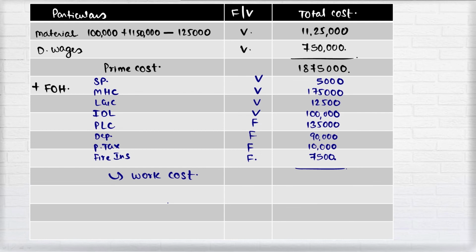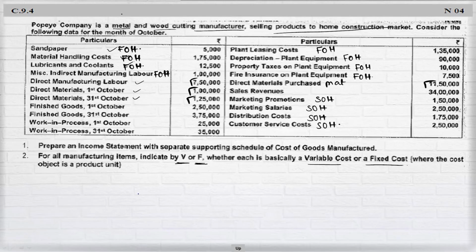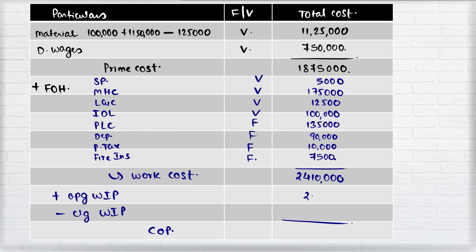I want the answer of work cost: 24 lakh 10,000. Plus opening WIP. All right, I will not be able to do it on the same page, so I will have to copy it on another page. Plus opening WIP minus closing WIP, I will be getting cost of production. Opening WIP is 25,000 and closing is 35,000. So it will be 20.